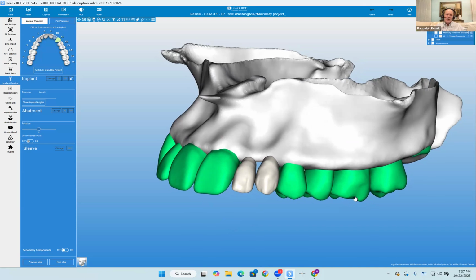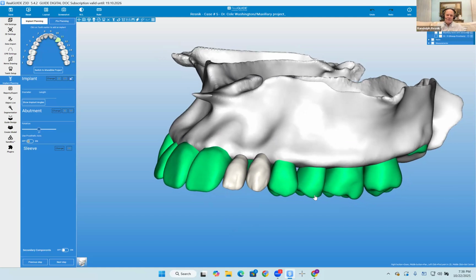Okay. So one thing that you can do, Doc, is you can do an enamelplasty on the mesial of that first bicuspid. And I think you can probably get a little bit more of a lifelike canine there. So you can just do a little enamelplasty right there and then make that a little bit wider. Okay.